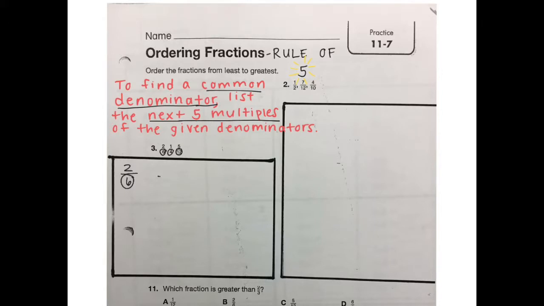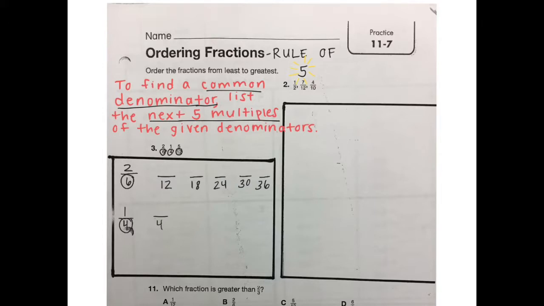So I'm going to start with 12, 18, 24, 30, and one more, 36. Okay, now that doesn't tell me anything until I try it with another fraction. So now I'm going to try it with 1/4, and I'm going to list the next 5 multiples of 4.